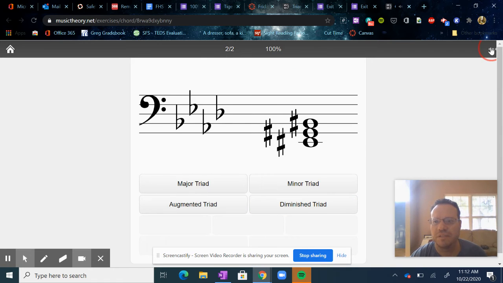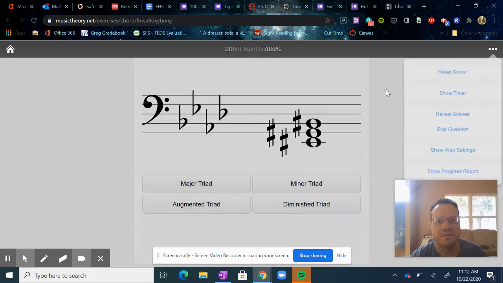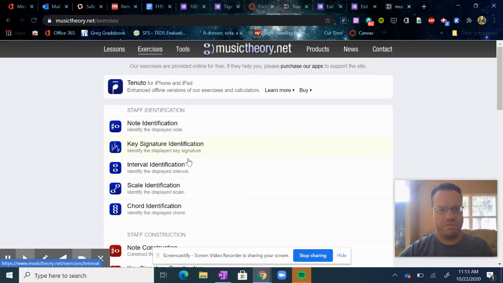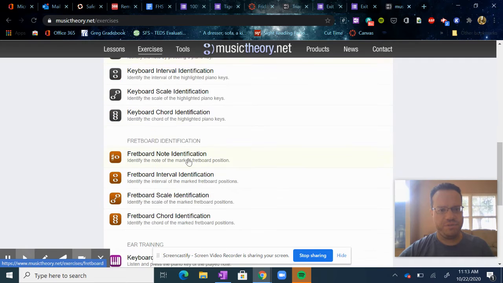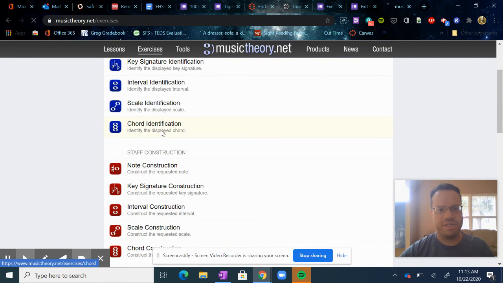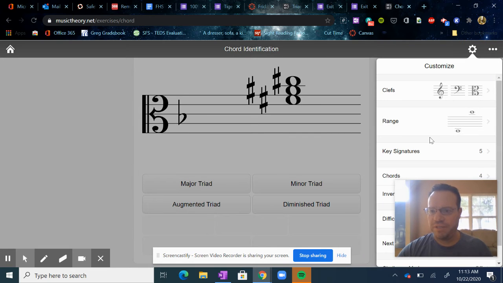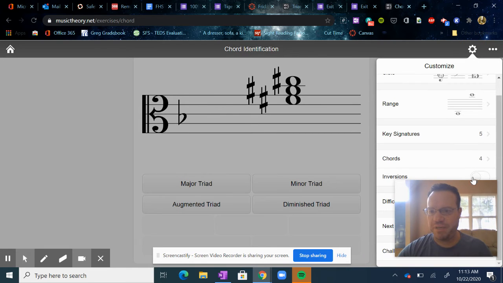Okay. Actually got inverted. Okay, so when we go to, I need to actually set this up, sorry, chord identification, because it wasn't the right one. So I'm going to go here and just do what we did before, but this time I'm going to put inversions.